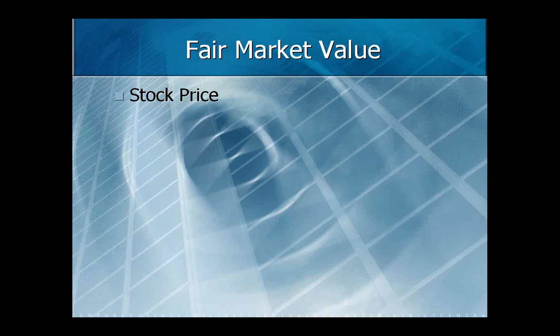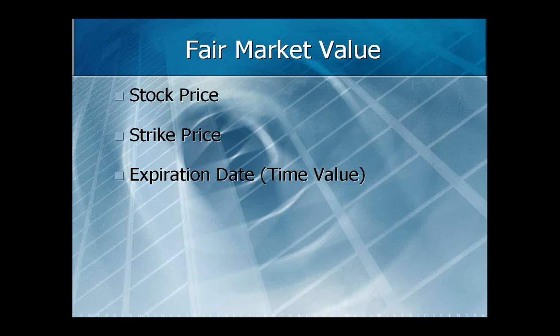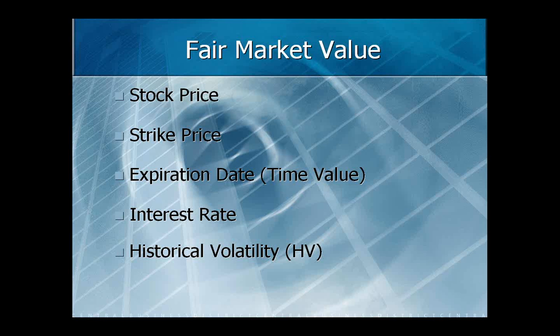Fair market value is made up of the underlying stock price, the strike price that you're looking at, the expiration date or the time value, the current interest rate, and finally the historical volatility. Now, this is the first time I've mentioned anything other than just plain volatility. There are basically two types of volatility. There's historical and there's implied.